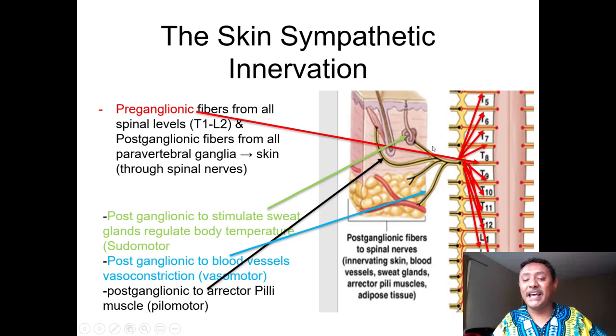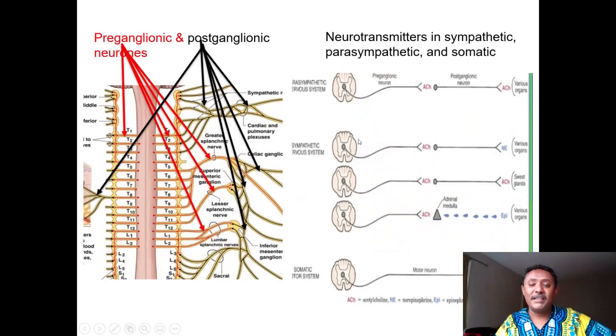Now, going to the sweat gland, the postganglionic will be what? Will be acetylcholine again. So the sweat gland is one of the two exceptions in the sympathetic system. In the postganglionic, instead of using noradrenaline or norepinephrine, it uses acetylcholine again. Okay, this is one exception.